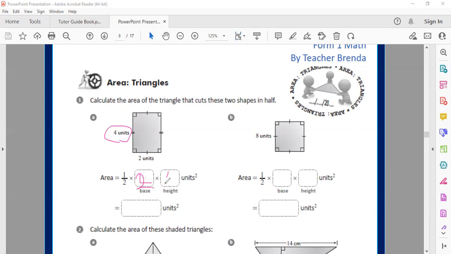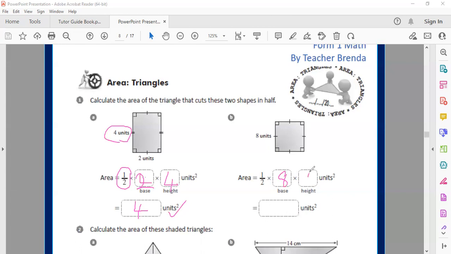The base is 2, the height is 4. So you must divide by 2 or times half. So 2 times 4 is 8. 8 divided by 2, it's 4. 4 units square. Got it? Simple, right? Not difficult.